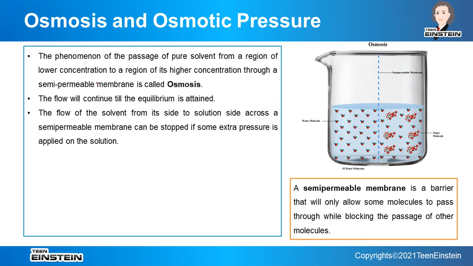Okay, so here if you look at the jar, we have a semi-permeable membrane, which is this dotted line. Now what is a semi-permeable membrane? It is a barrier that only allows some molecules to pass through its pores, and it can block the passage of other molecules. Depending on the size of these pores, molecules that are smaller in size can pass, but comparatively larger molecules will not be able to pass. That is the role of a semi-permeable membrane.